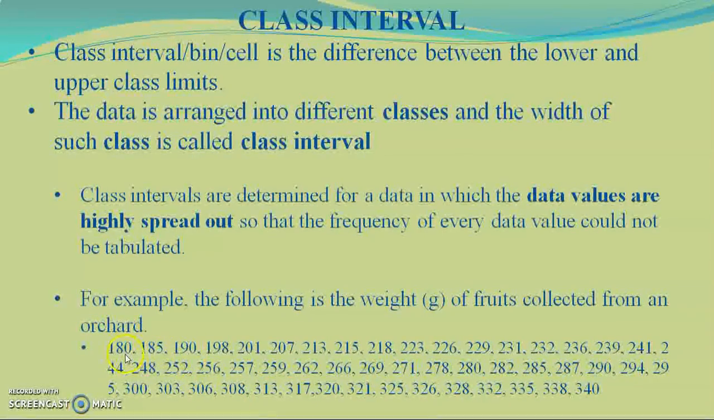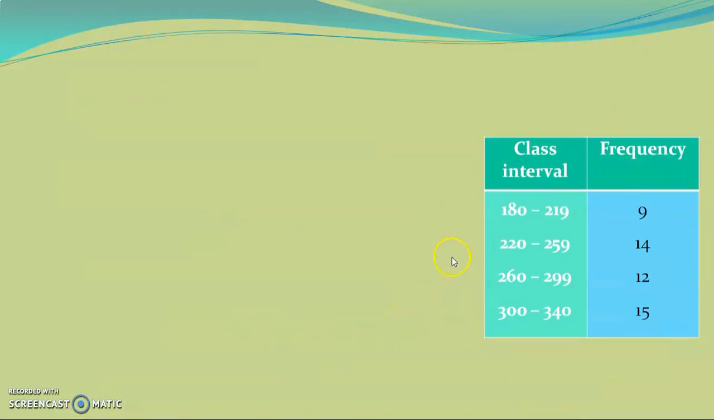So if we are going to make a table, 180 will be a value, meaning 180 grams of fruits will be represented by some number of fruits. Then 185 grams will be represented by some number of fruits. So many values will be there. In order to reduce it, we will classify into class intervals.